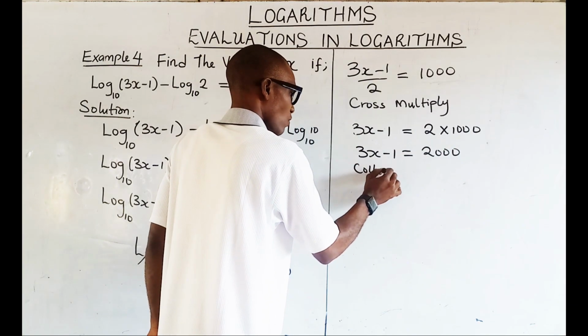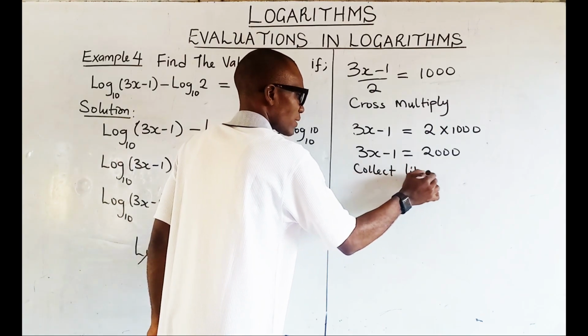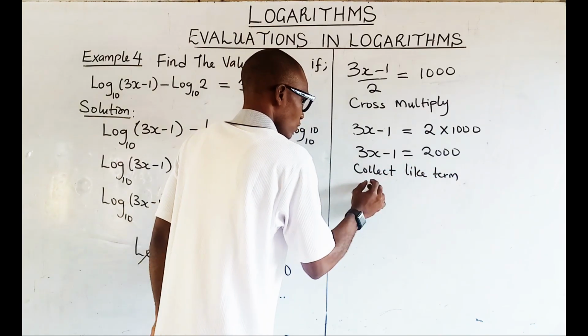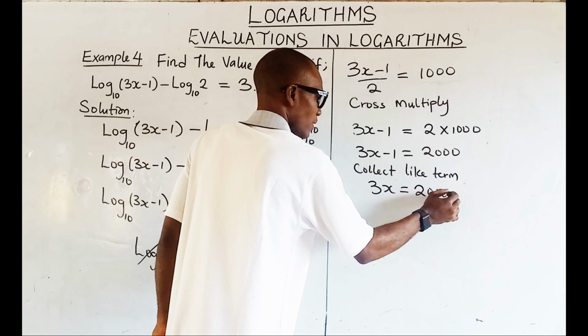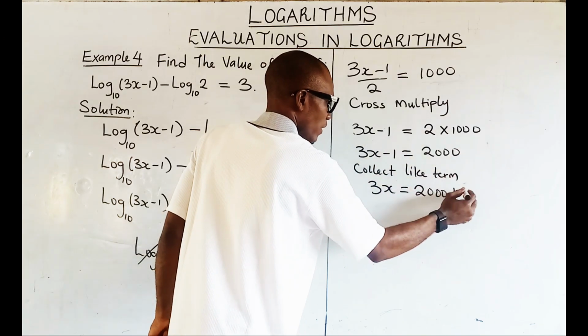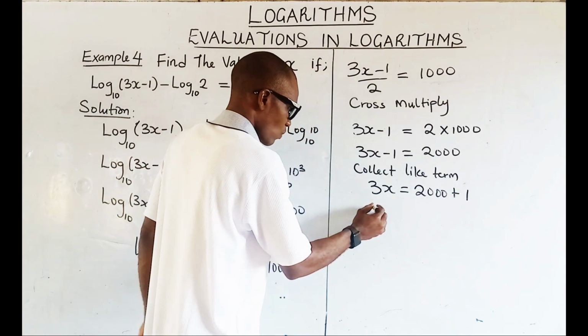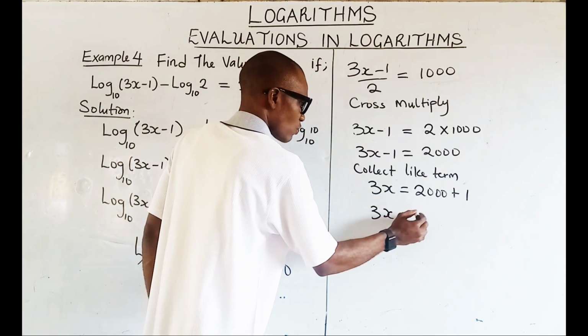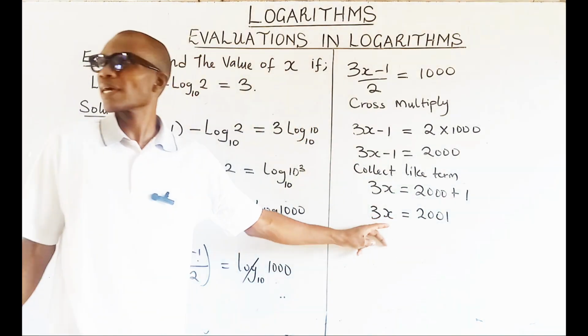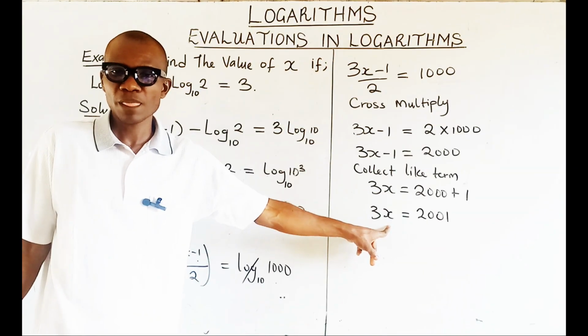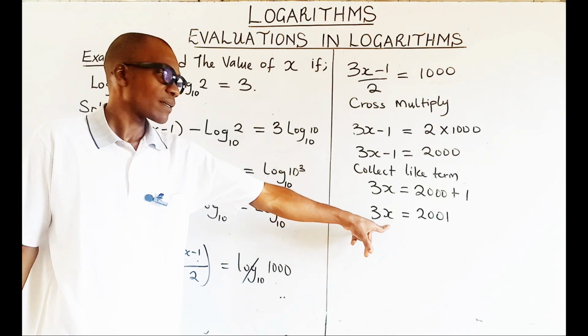All we need is just to collect like terms. So we have 3x to be equal to 2000 plus, if this is coming over to this place, it comes to plus 1. So we have 3x to be 2001. For us to allow x to be the subject of formula, we divide this side by 3.